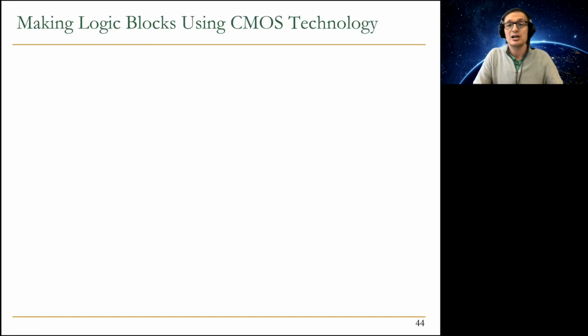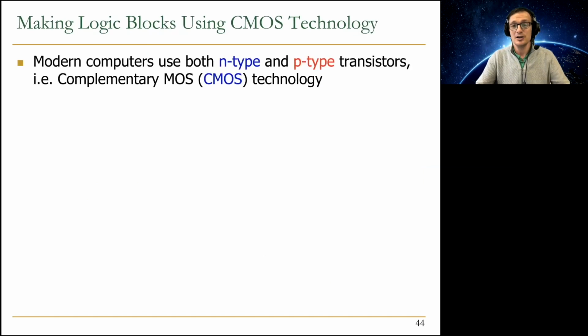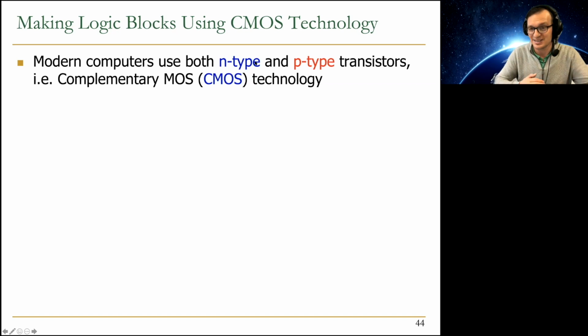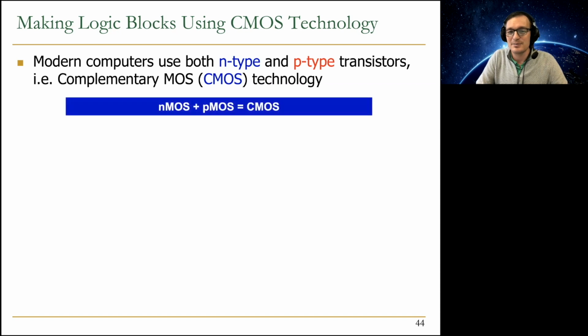So how do we make logic blocks using CMOS technology? I'm going to introduce another term over here. In modern systems, we have CMOS, complementary metal oxide semiconductor technology. And modern computers are essentially using N-type and P-type transistors because these are good at different things. So basically we have NMOS plus PMOS, that is complementary metal oxide semiconductor.